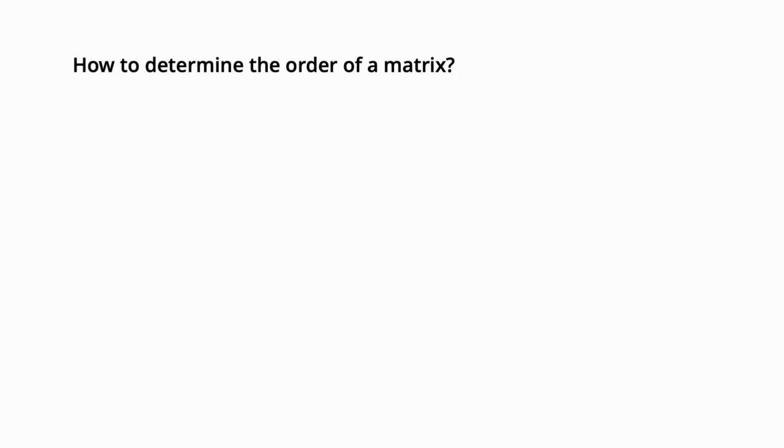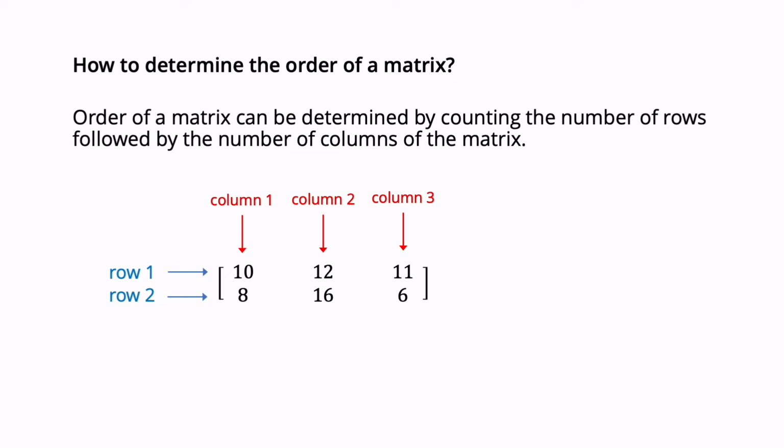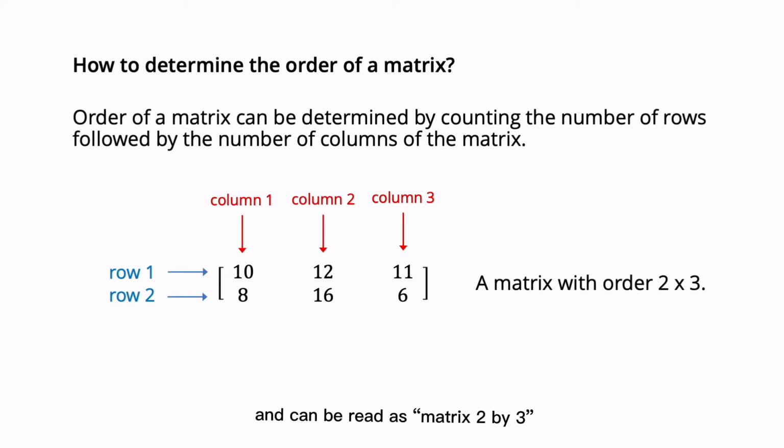How to determine the order of a matrix? The order of a matrix can be determined by counting the number of rows followed by the number of columns of the matrix. For example, this matrix has two rows, row 1 and row 2. It has three columns, column 1, column 2, and column 3. Therefore, it is a matrix with order 2 times 3 and can be read as matrix 2 by 3.